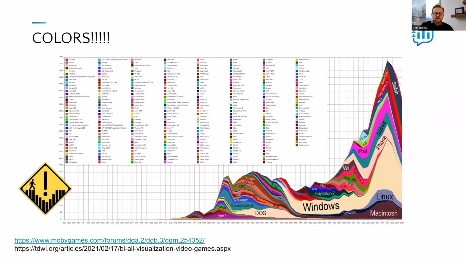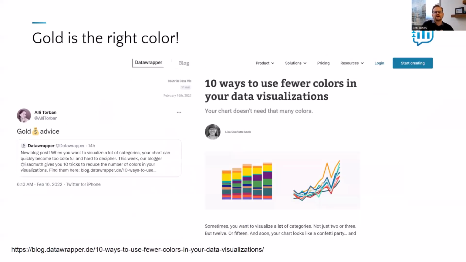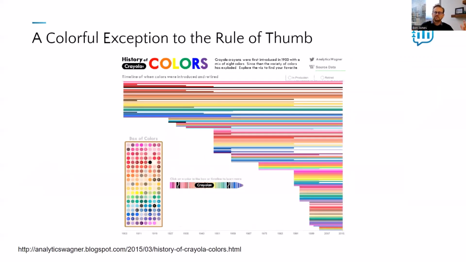We talked about this in the class, and then really kind of appropriately, and it's so funny how this happens, the very next day, a blog post was published by the very talented Lisa Charlotte Muth at Datawrapper, and she talked about ways to handle exactly these situations. I totally agree with Ali Torban and her reaction that this was gold advice. That's definitely the right color. Exceptions to every rule.